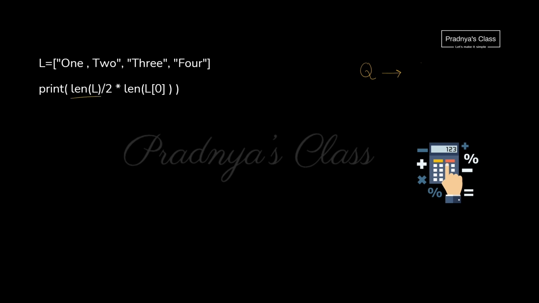First is the length of L. The length of L will be 3. You can see here there are 3 elements of the list. So 3 divided by 2. If we calculate 3 divided by 2, we will get 1.5.